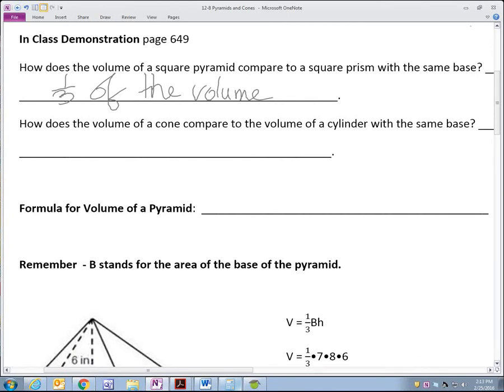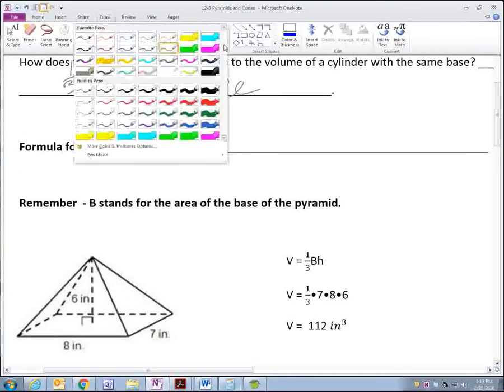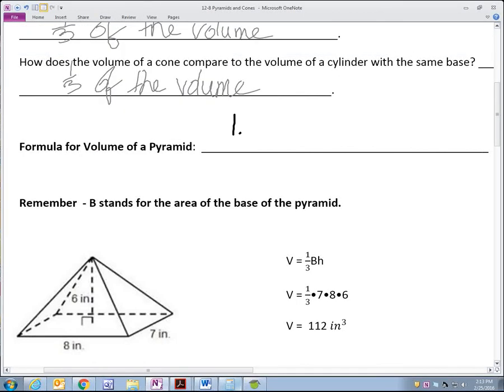What do you think, Layette? Like half. Good guess. Anybody else? Half? Yeah. A third? Yeah, it is a third. It is also 1/3 of the volume. And the formula for this is 1/3 base times height.